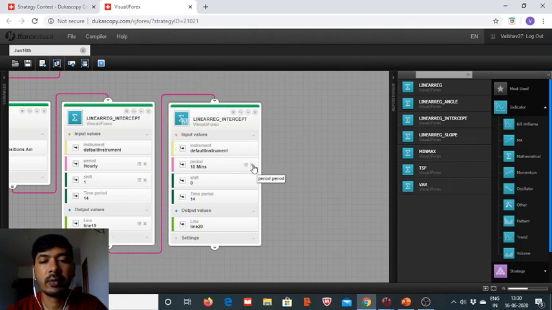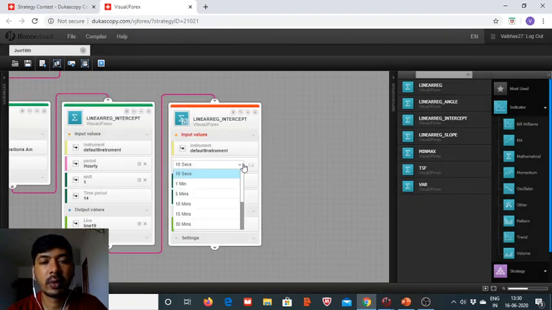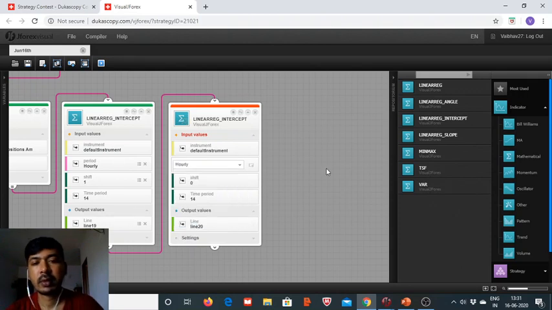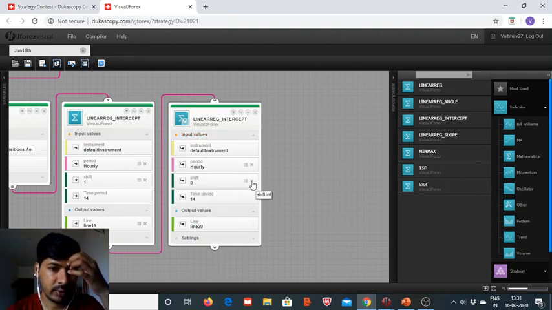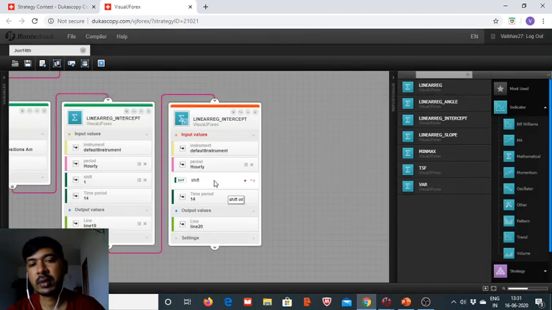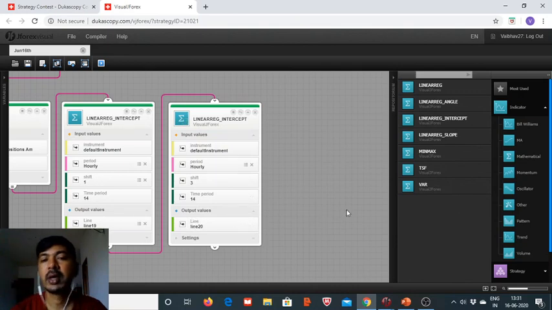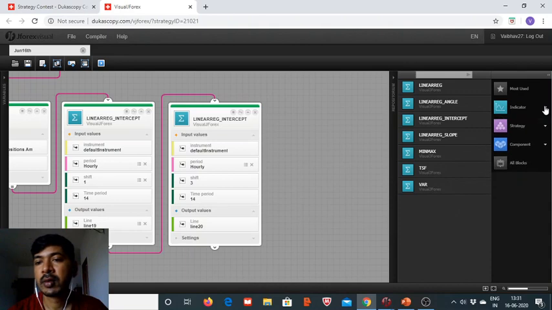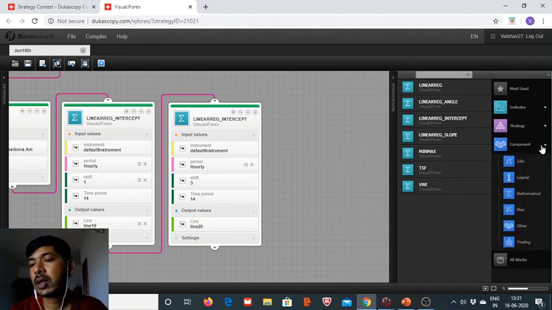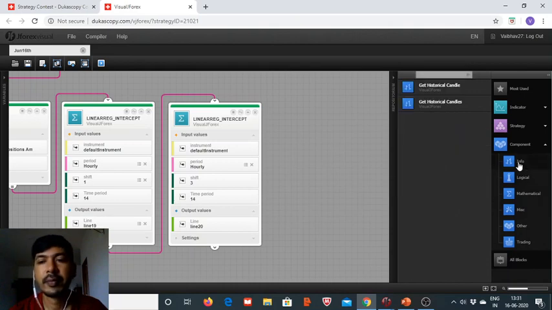So again we change this on the hour, we make it hourly, and it will be shift 3, time period is 14, line 20. Okay, so that's for the linear regression, and now we need info.